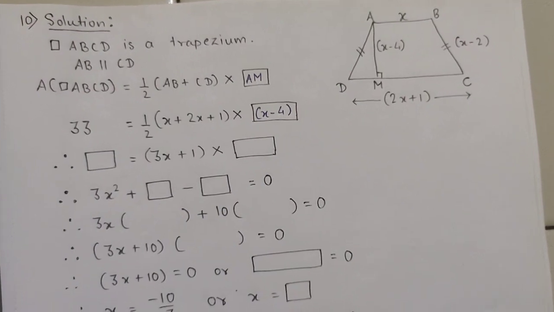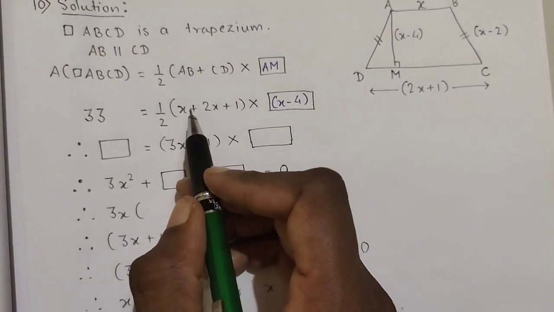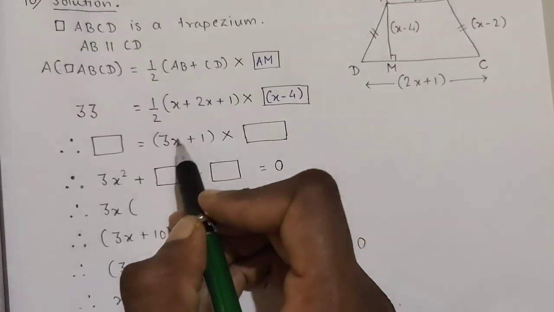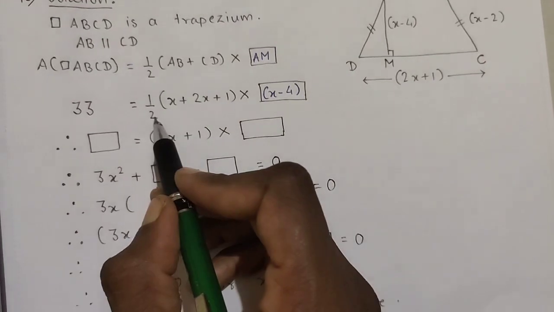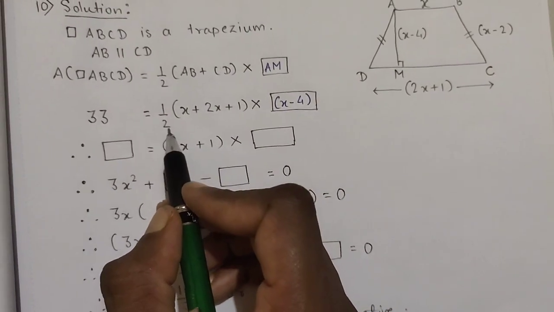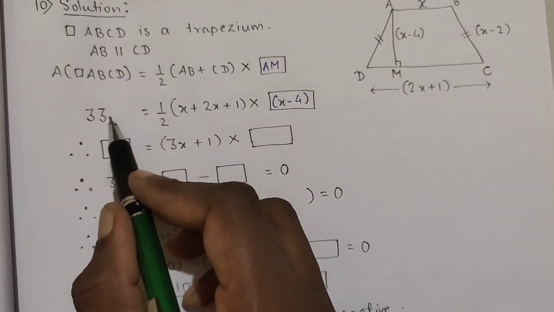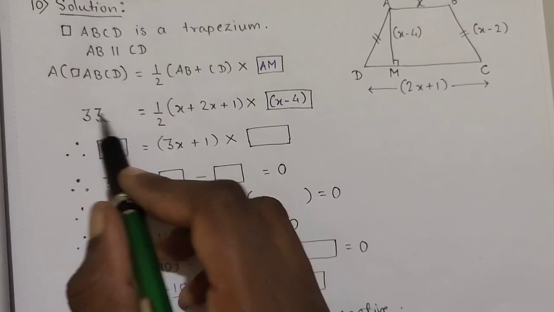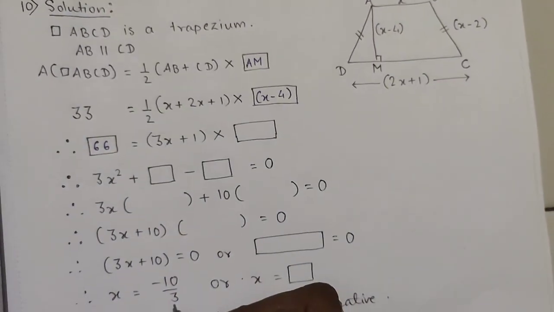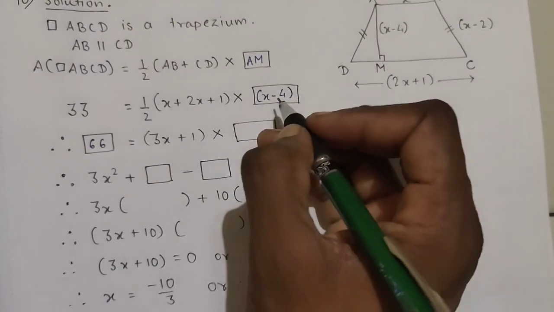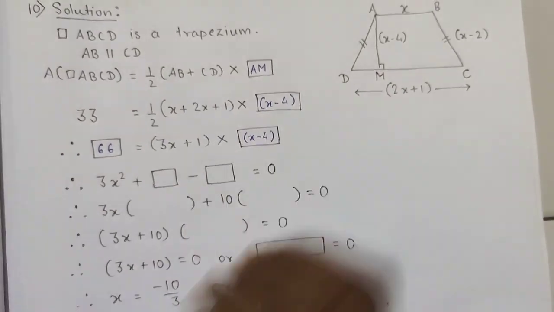Okay, now in the next step, see, if you add these two, you are going to get 3x plus 1. So this bracket is there, but half is not there, so you need to transfer this half to the left hand side. So this 2 is going to multiply with this 33. So if you multiply, you are going to get 66. 33 twos are 66. And here you are going to repeat the same one, that is x minus 4.